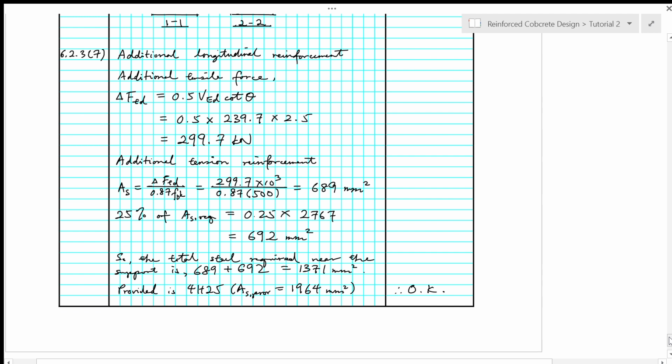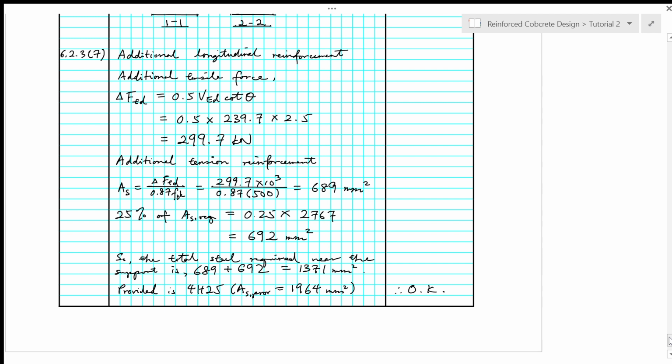So the additional longitudinal reinforcement calculation is in accordance with Eurocode 2, section 6.2.3, bracket 7. So the additional tensile force is 0.5 VED cotangent theta. So cotangent theta is for 25 degrees, where we use the minimum angle. So we get 299.7 kilonewton. So the additional tension reinforcement required is the additional tensile force divided by the design strength of the steel, which gives us 689 square millimeter.